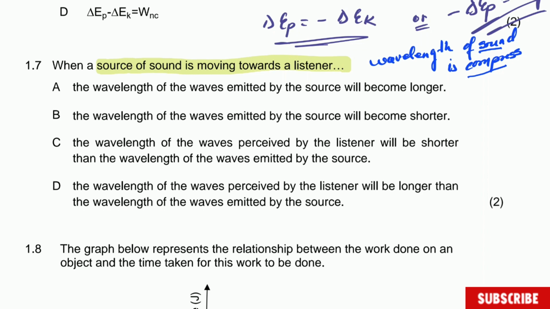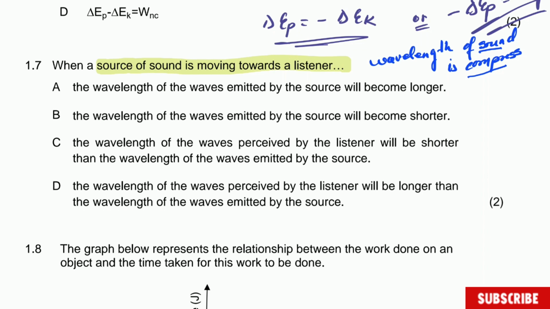It seems very simple and not a big problem, but it is tricky behind this one. They say the wavelength of the wave emitted by the source will become longer. You know it's not correct. The wavelength of the wave emitted by the source will become shorter. No, that is the tricky one. No, the wavelength doesn't become shorter. The wavelength stays the same. The wavelength detected by the listener becomes shorter because the source is compressing the wavelength. But the wavelength of the sound emitted by the source is the same. This one is a very tricky question.